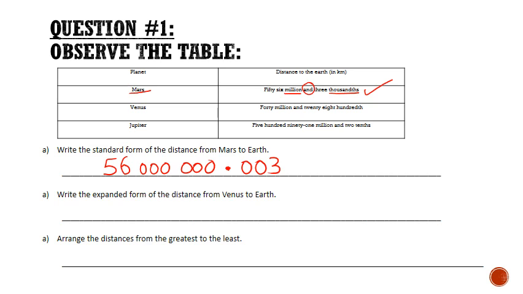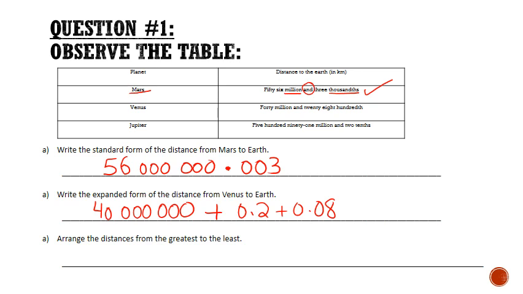Now I need to write the expanded form of the distance from Venus to Earth, which is 40,028,000. So what do I have? 40 million. So I have 40 and how many zeros? Six. And it means plus, I have 28 thousandths, which means I have 0.2 plus 0.08. Very good. Okay?